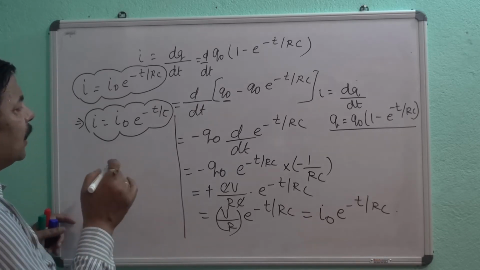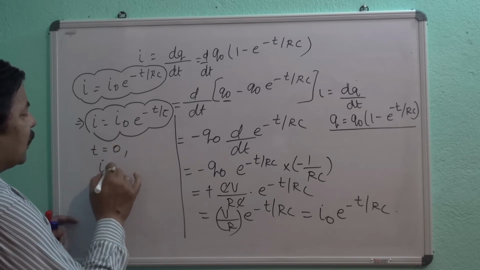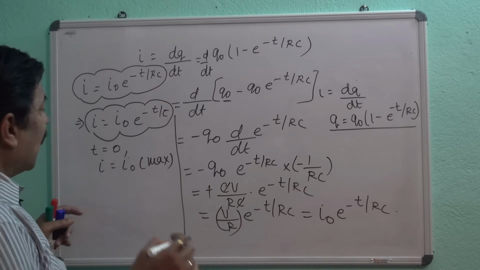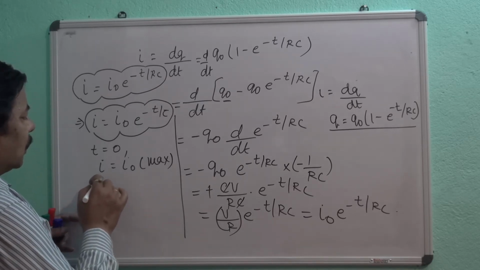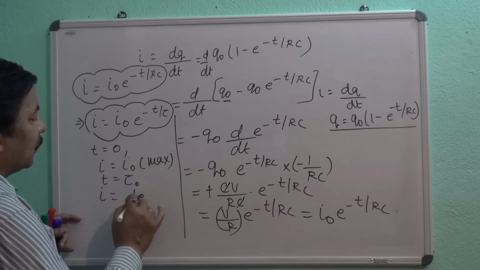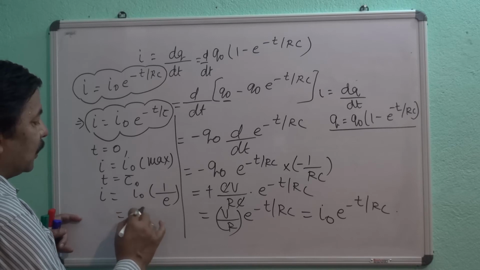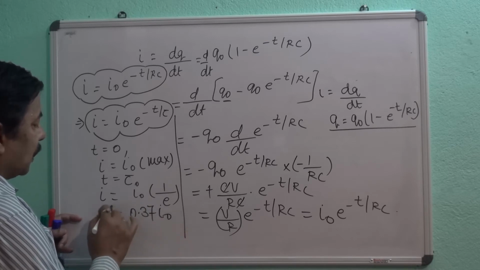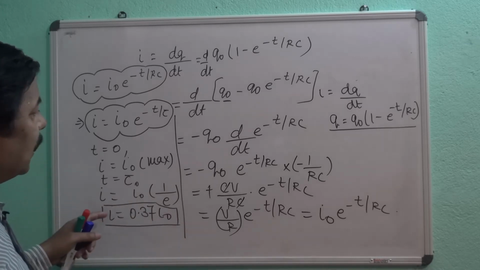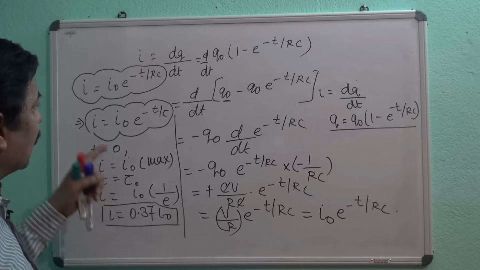Initially, when t is equal to 0, what we are getting is I equal to I naught, that is maximum. So initially the current is maximum, and when t is equal to tau, I is equal to I naught into 1 by e, and 1 by e is 0.37 I naught. So this is the way we can define the time constant, that the current becomes 37% of I naught. This is the time constant.